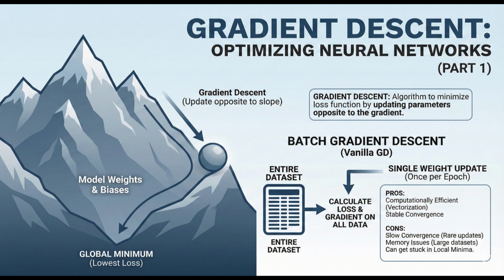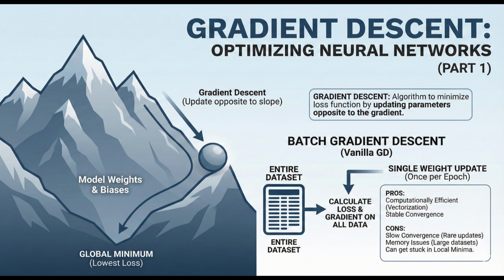Hi everyone. Let's dive into gradient descent, a super important concept in neural networks, all explained through these cool infographics. First up, we have gradient descent, optimizing neural networks, part 1. Imagine you're trying to find the bottom of a valley, that's our global minimum, or the lowest loss.